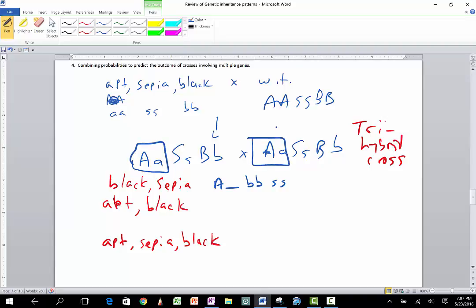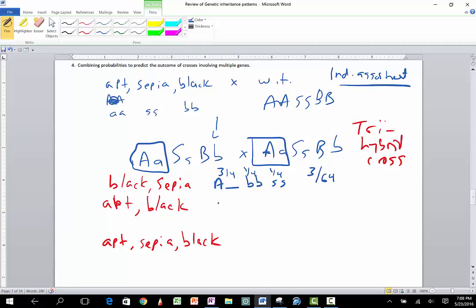So there's independent assortment going on. You kind of have to know that. So assuming that independent assortment is going on, and we're doing a trihybrid cross, we know there's a 3/4 probability of getting wild type for Apterus, a 1/4 probability for getting black, and a 1/4 probability for getting sepia, because those are all typical Mendelian crosses. 3 times 1 times 1 is 3. 4 times 4 times 4 is 64.